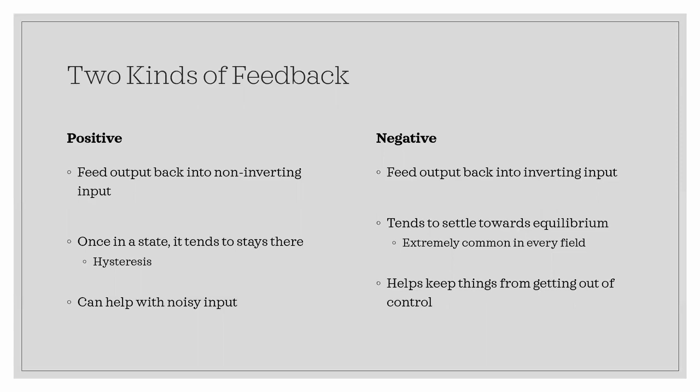Negative feedback occurs when the output of our op-amp is fed back into the inverting input. In this situation, things tend to settle toward an equilibrium somewhere between the two extreme states. And this is incredibly common in every field. For an example, just look at predator-prey relationships. Predators and prey settle into an equilibrium through negative feedback. And you can examine the Lotka-Volterra equations for this, where you reach an equilibrium where the system is not only predator or only prey. You reach some kind of equilibrium between the two. And that is a result of negative feedback, and negative feedback helps keep things from spiraling way out of control.